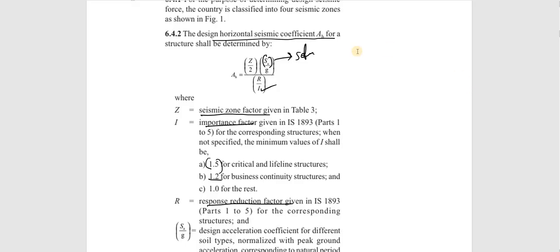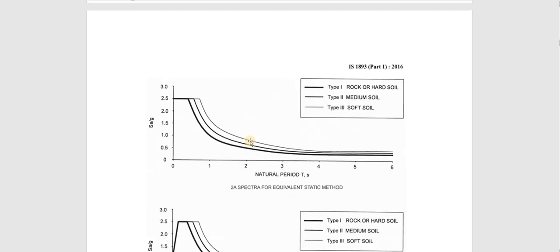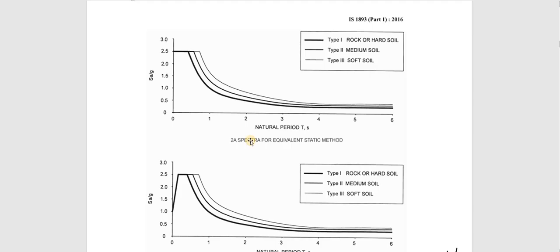I am just trying to give you an idea about why we are finding out this SA. SA is the spectral acceleration. So in the IS code itself, this is the curve. If I have to find out the spectral acceleration, you can see here this is SA by G. Normally we represent it in terms of gravity, that is why it is SA by G. Now the time period is written 0, 1, 2, 3 seconds.